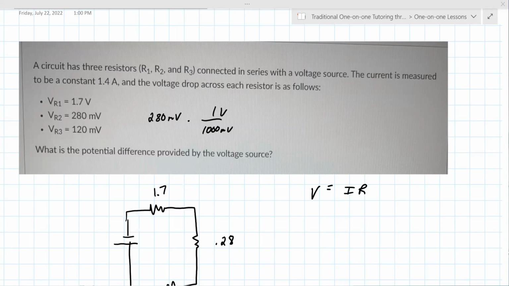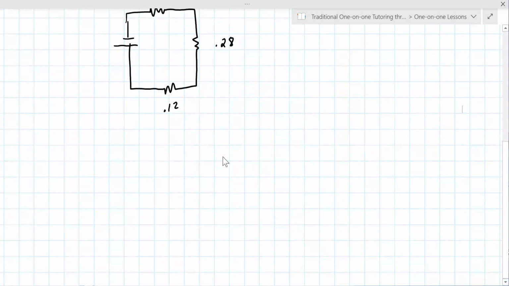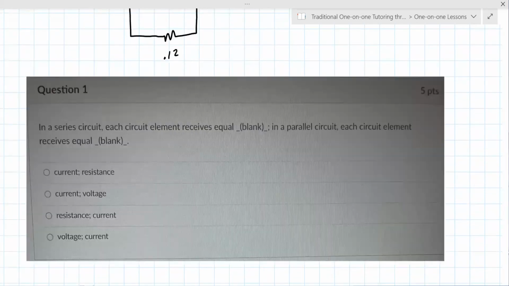We should probably start at question 1 also. That would also maybe be more helpful here. So let me do that. Okay, in a series circuit, each circuit receives equal blank. In a parallel circuit, each circuit receives equal blank. So the answers are either current and resistance or resistance and current. So this is basically a textbook thing here. So let me just check a reference here and see if I can come up with an answer for you.